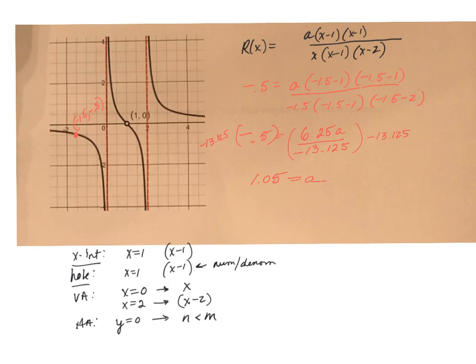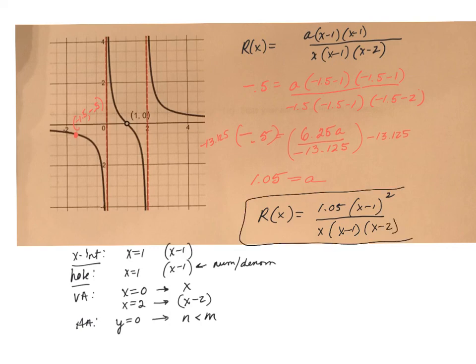Okay, that'll be your final function, and so we will write that as r of x equals 1.05 times (x minus 1). We'll write this as (x minus 1) squared, because x minus 1 times x minus 1 is (x minus 1) squared, over x times (x minus 1) times (x minus 2), and that is your final answer.